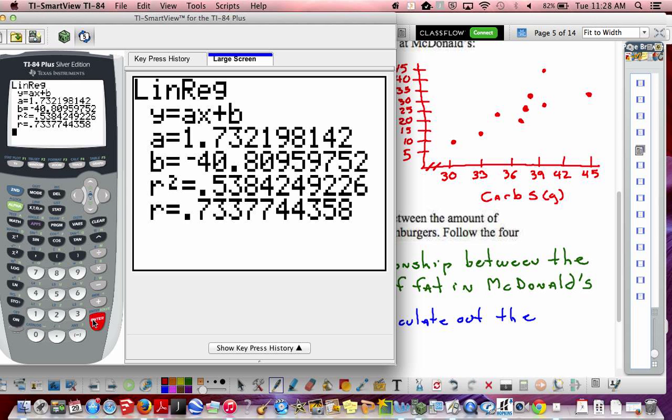0.7337. Anyone not getting the R? I got 0.74. Just go down to calculate. Is there any way that could just cut that?